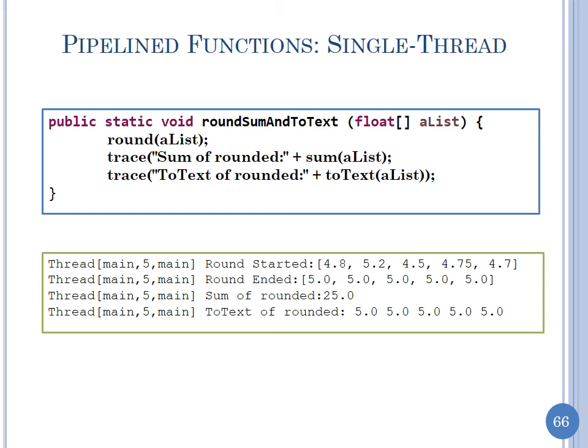Okay, so I start with, let's say, numbers that all round up to 5, but they're different. So the round problem gets these numbers. It ends with all of them being 5. And then the sum of rounded should be 25, and the toText of rounded should be 5.0 concatenated five times. This is the single-threaded version.